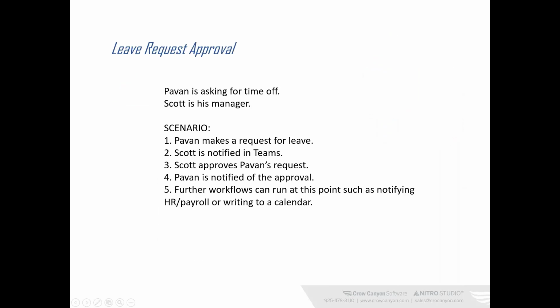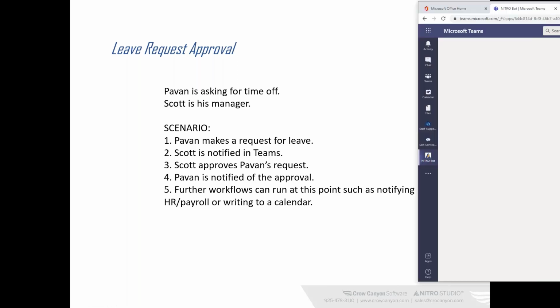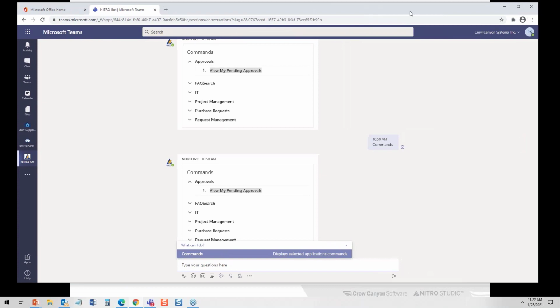The first one we're going to look at is the leave request approval. Somebody named Pavan is asking for time off, and Scott, that's me, is the manager. Here he's going to make a request. I'm going to be notified. I'm going to approve it, and then further workflows can run, such as notifying HR. So let me get that up here. Let's see, Pavan. Pavan is asking for time off.